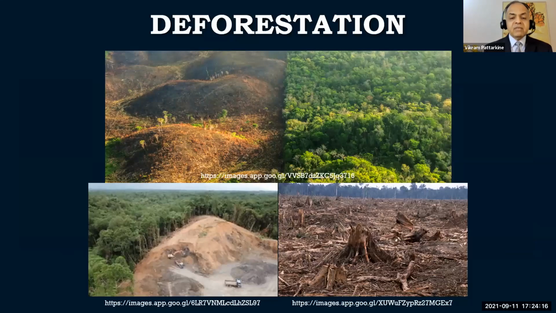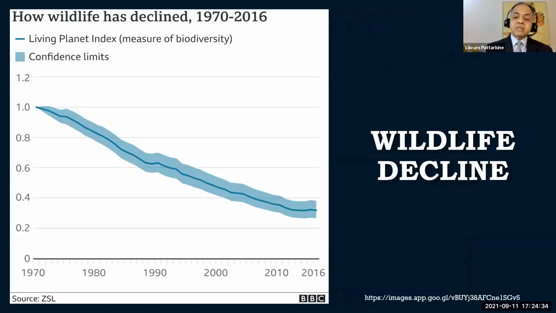Also, for getting our fuel and because of our expanding footprint, we have deforested the earth. In fact, our forests have dwindled to less than 10% during the last century or century and a half. Because of that, the wildlife has also declined. If you look from 1970 until 2016, wildlife has declined by 65%. That's not a good thing because our life depends upon all the creatures. We are not alone on this planet.